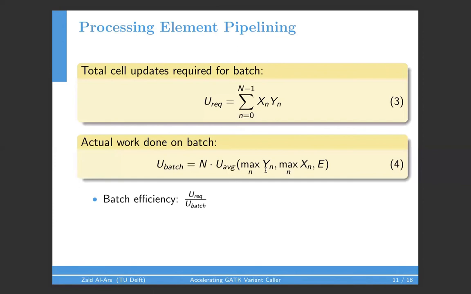So in order to reduce the difference between the amount of actual work done in each batch and the amount of required work in each batch, we need to make the size of the sequences in each batch very close to the maximum size of these sequences in the batch. We can achieve this by sorting the sequences before we create the batches, which minimizes the difference between the largest and the smallest sequence in the batch.